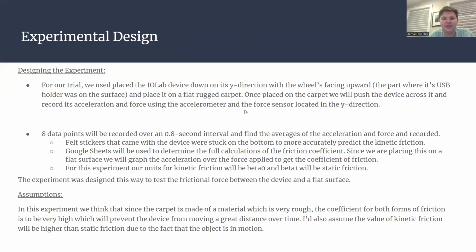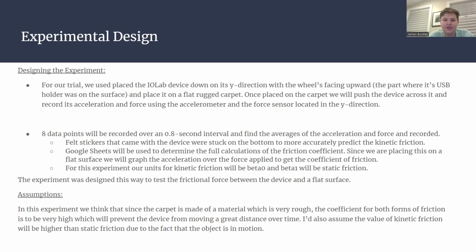For our trial, we place the IOLab device on the Y direction with the wheels facing upwards and place it on a flat, rugged carpet. Once placed on the carpet, we will push the device across it and record its acceleration and force using the accelerometer and force sensors located in the Y direction. 8 data points will be recorded using Google Sheets, and I will explain how we do that in the next slide. Felt stickers will be put at the bottom to have a better chance of actually predicting the kinetic friction.